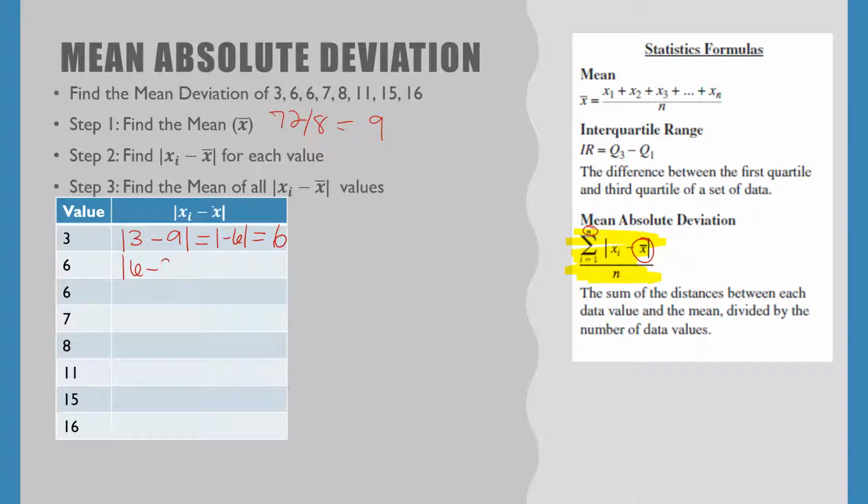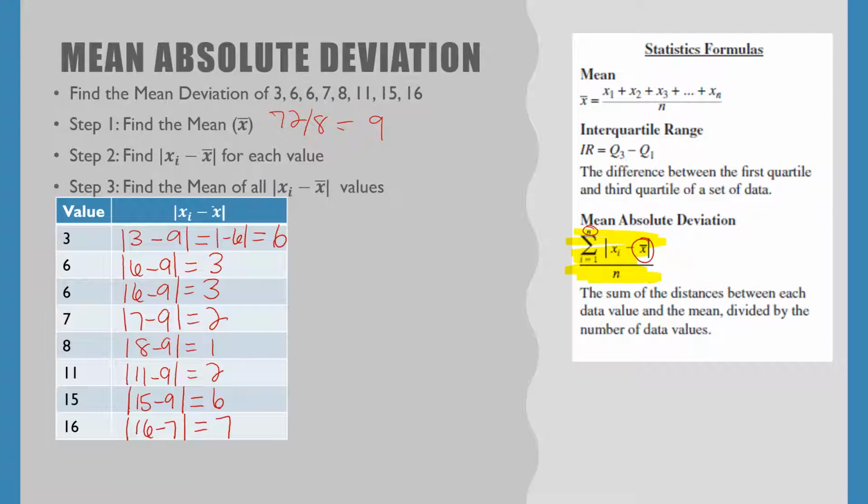So 6 minus 9, okay, that's going to be 3. Absolute value of 7 minus 9, it's going to give me 2. Absolute value of 8 minus 9 is going to give me 1. Absolute value of 11 minus 9 is going to give me 2. 15 minus 9 is going to give me 6. And then 16 minus 9 is going to give me 7.